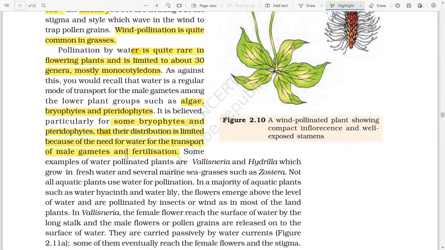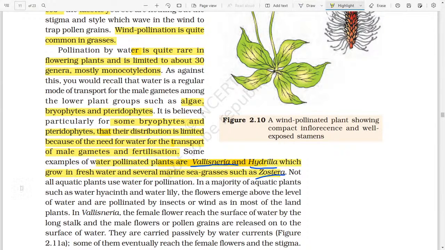Some examples of water pollinated plants are Vallisneria and Hydrilla, which grow in freshwater, and several marine seagrasses such as Zostera.